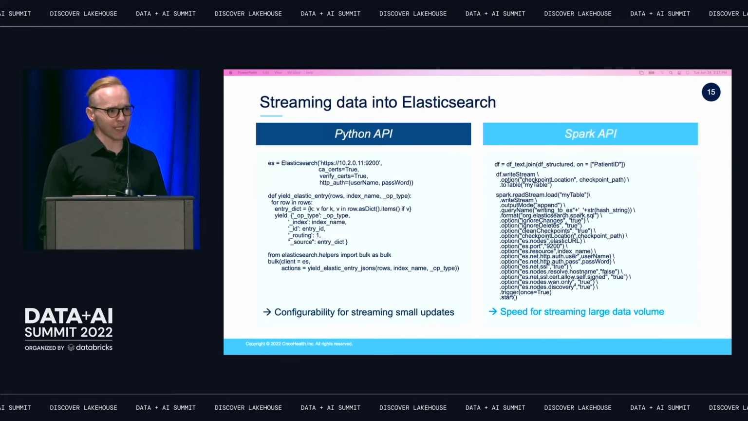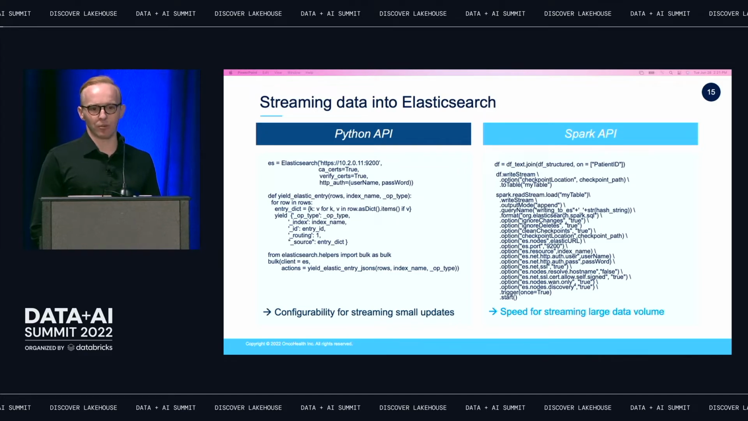However, for particular data updates, as data changes for a specific patient, where we want to update just a number of elements within the data, or a particular set of rows, or target a specific patient and update that data, we find that using the Python API can be quite useful for that specificity.